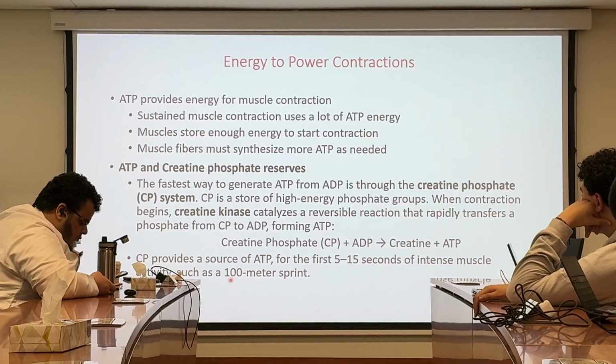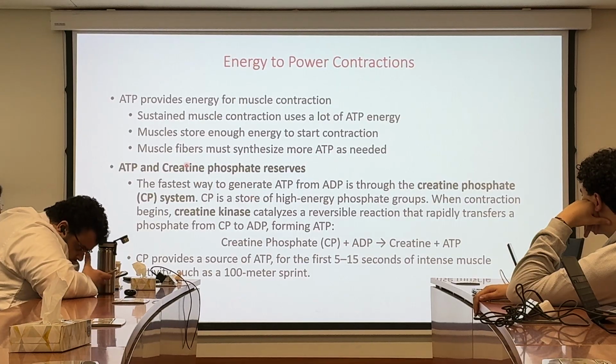Where do we get the ATP? So ATP provides the energy for the contraction. So if you're going to have sustained contraction, you require lots and lots of ATP. Okay? We have a store of ATP, or sources that will give you ATP. The amount of ATP is minimal. Okay? It's absolutely tiny. Again, muscle fibers must synthesize more ATP if you want that muscle to contract.